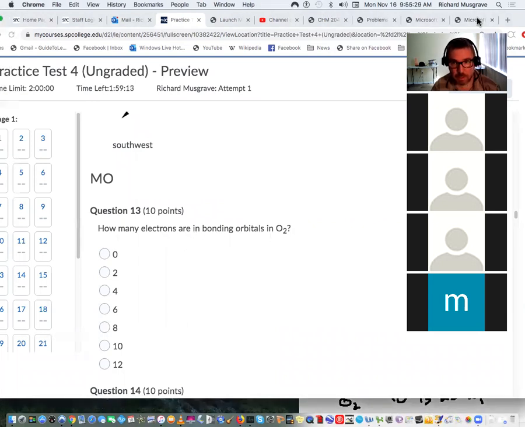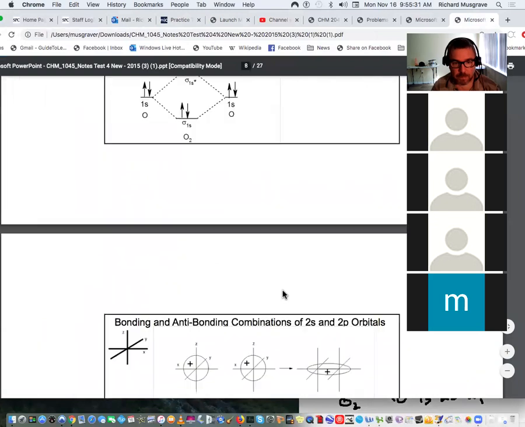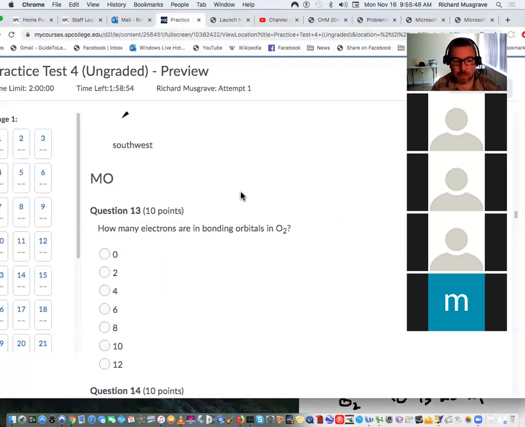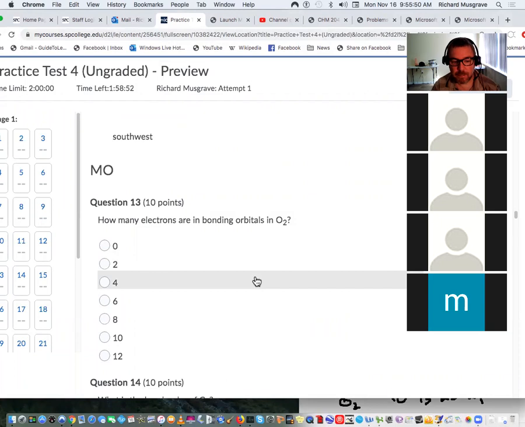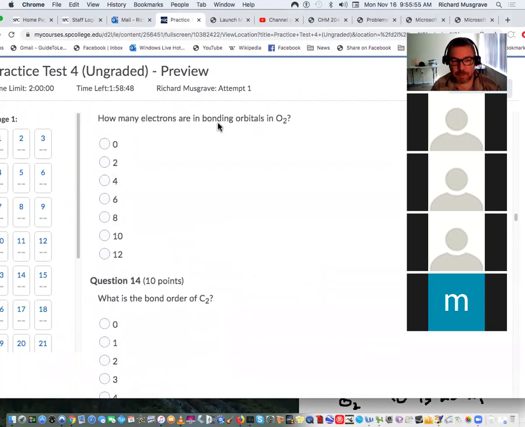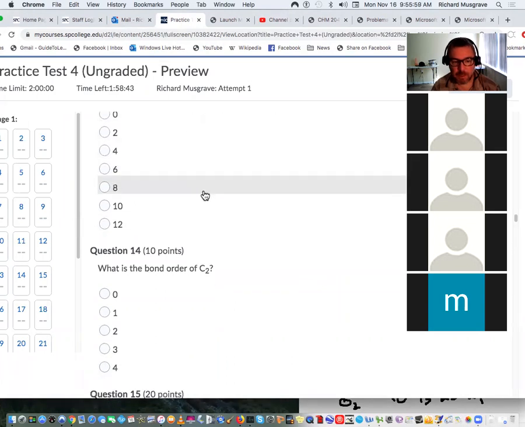Let's see, here we go. So it's this kind of thing, being able to draw the molecular orbital diagram and then count the bonding electrons. 1, 2, 3, 4, 5, 6, 7, 8, 9, 10. So the answer there would be 10 for that one. Anybody have any questions? You could also be asked here for anti-bonding as well. So be a little bit careful of that.